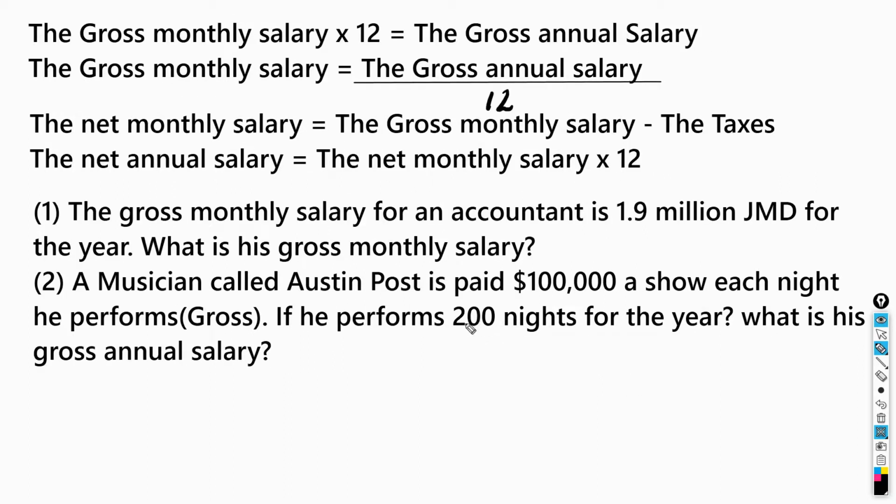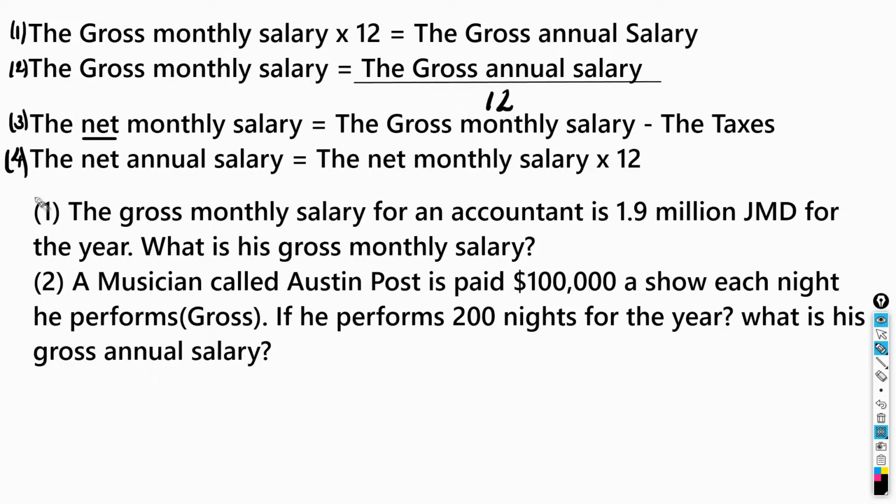We're back, and we're looking at some examples of these formulas. There are four formulas here. One is for the gross and the other is for the net salary. The first one says the gross monthly salary times 12 is equal to the gross annual salary, and the gross monthly salary is equal to the gross annual salary divided by 12. Also, the net monthly salary is equal to the gross monthly salary minus the taxes. So that's what net is. Net is after taxes. And the net annual salary is equal to the net monthly salary multiplied by 12.